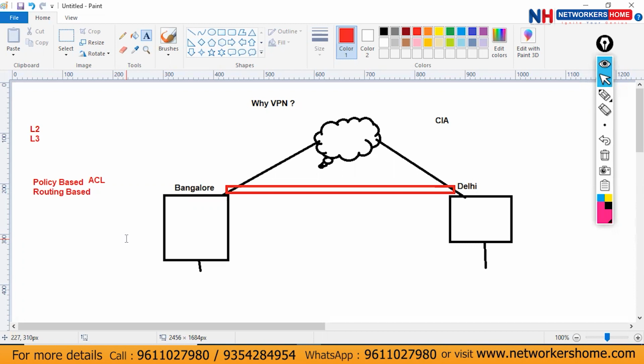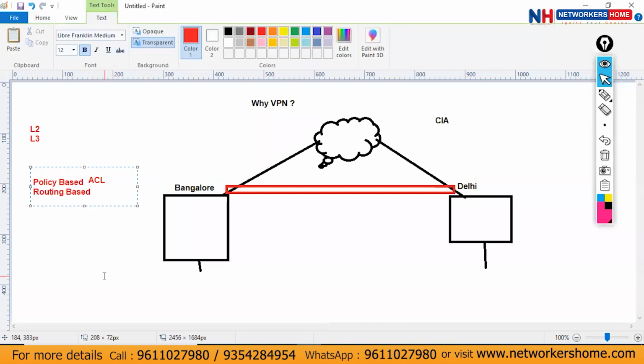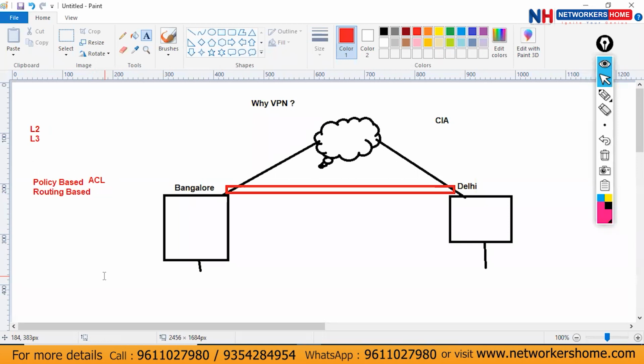Okay. Routing based VPN means what? Your routing table will decide what traffic will pass through the tunnel. Like in GRE, MGRE, DMVPN, what do we do? Routing table. The routing table can be default, static, or your dynamic routing protocols. It can be anything. So I can differentiate the VPNs based on policy based or routing based also. This is also a way of telling the types of VPNs.